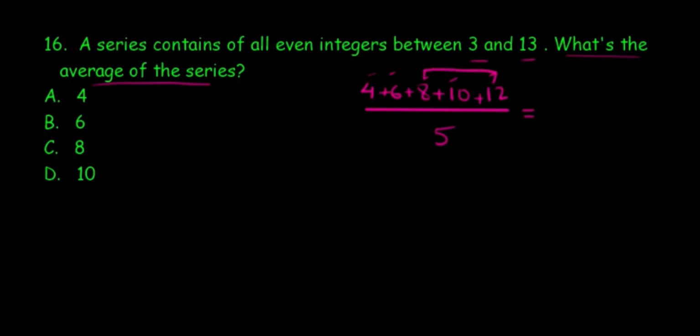Again, I want to be a bit smart with this. 12 and 8. That's 20, right? 20 and 10. That's a 30. This is also a 10, by the way. So I have a 30 and 10. That's a 40. 40 divided by 5. That's an 8. So the average of the series is 8. Let's move on to the next question.